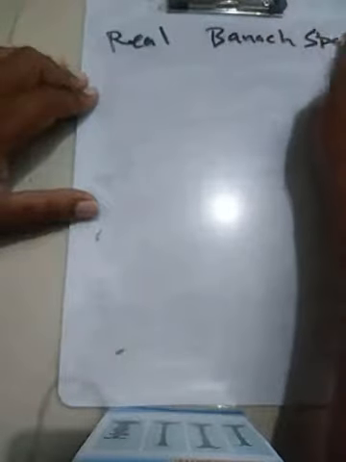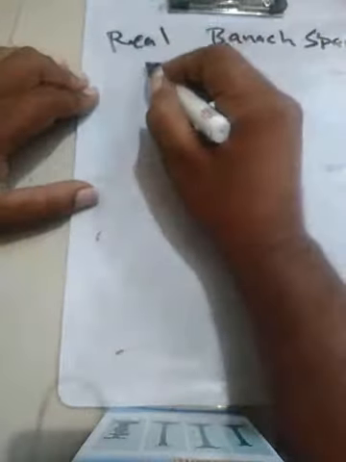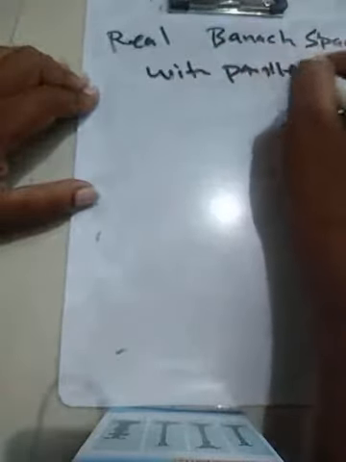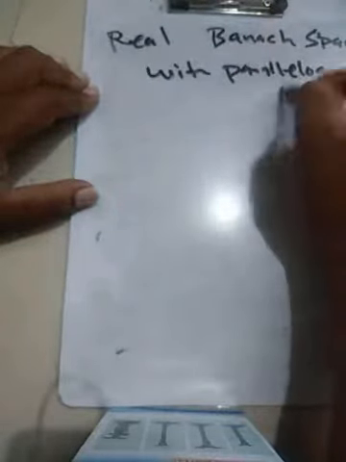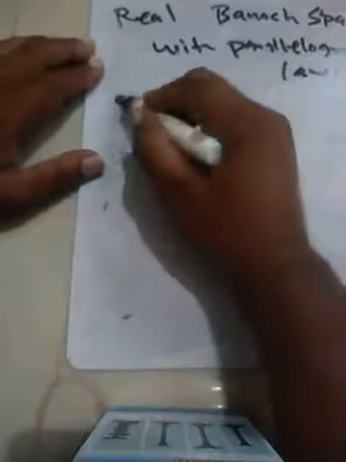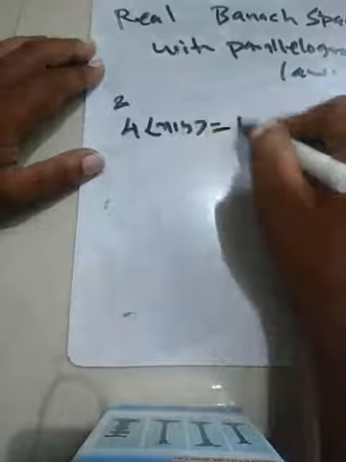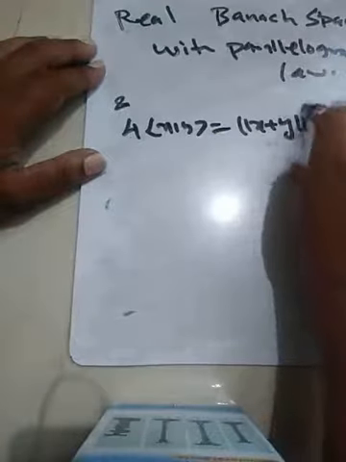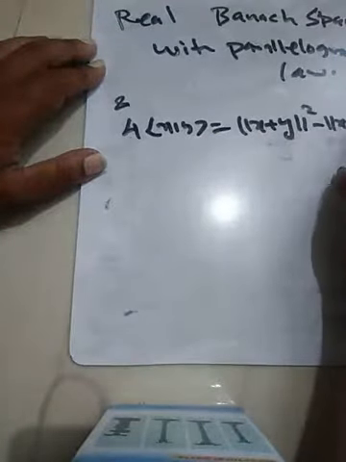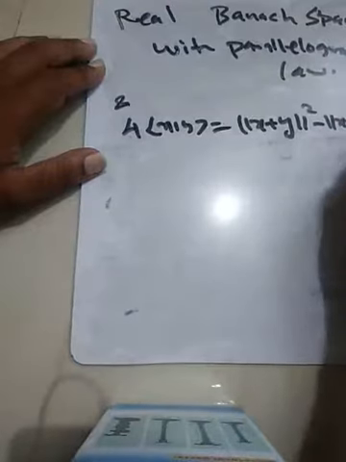Similarly, what can easily be shown is that for a real Banach space with parallelogram law, and the inner product would be 1/4 of the norm square, 4 inner product of x with y.